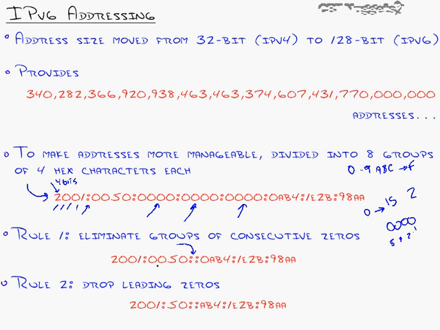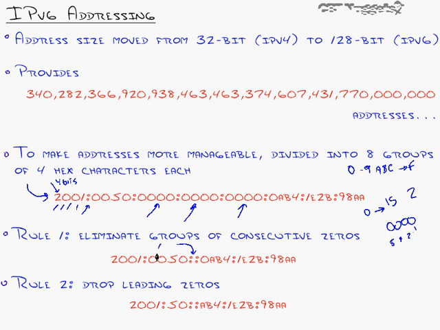Now you can only use the double colon once in your IP address. You can't put 2 double colons because then the device will not know how many zeros go for each double colon. It won't be able to figure that out. So one time in our address, we can replace consecutive sets of zeros or consecutive octets of zeros with a double colon. Finally, rule number 2 says that we can drop leading zeros.